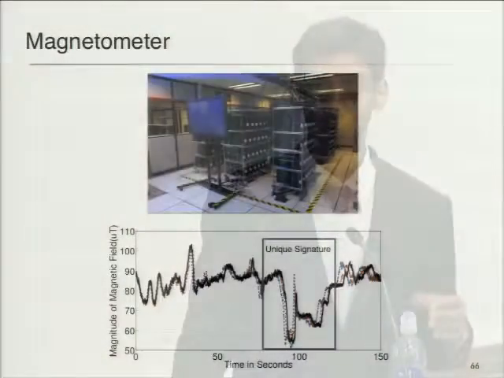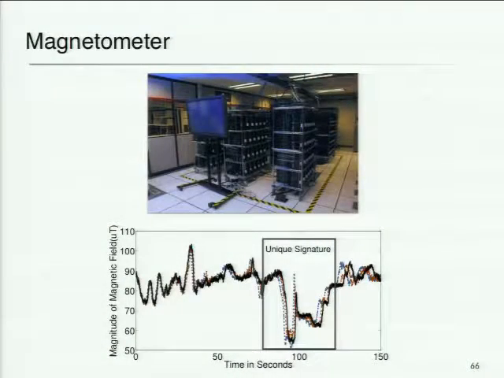For example, magnetometer. So this is a lab at Duke. This is a computer lab, and essentially these computers are electrical devices, and they affect the Earth's magnetic field. So whenever you go and stand at the door of this particular lab, you will see that a unique magnetic signature shows up. And if you can learn that, you can use this as a signature.